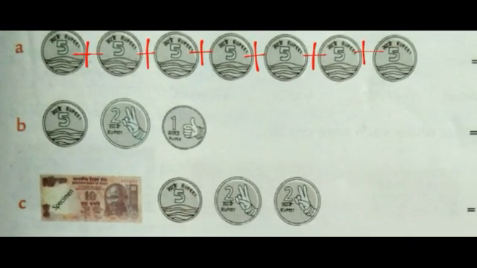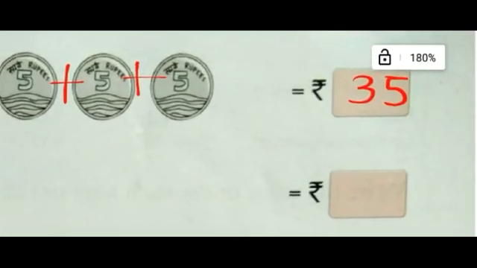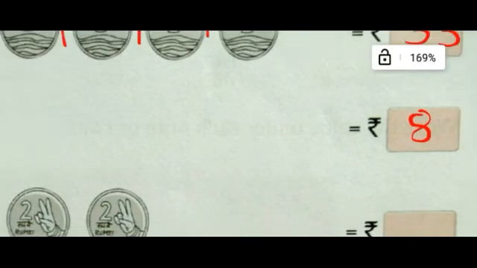5 plus 2 is equals to 7. And 7 plus 1, it's equals to 8. That means this is total 8 rupees. So we have to write it down here. Okay. Now see the third one.